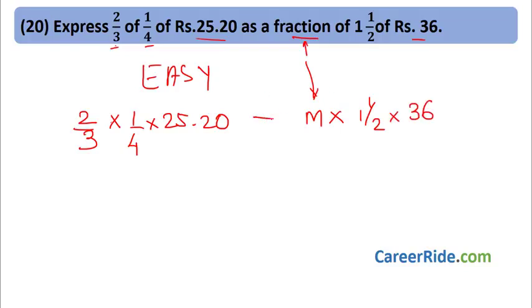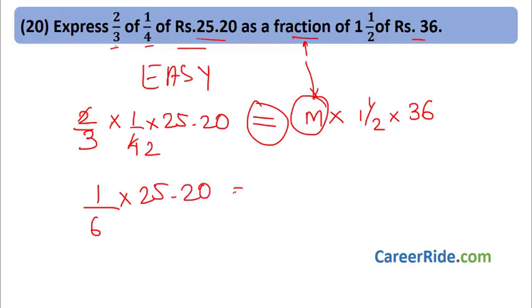Express means equal to. So we have to make sure that this side is equal to some fraction of 1 by 2 of 36. So we have to find what exactly is the fraction that will make these two sides equal. Let us assume the fraction is M. So what will we have over here? 2 2s are, so 1 by 6 into 25.20 would be equal to M into, 2 1s are 2 plus 1 is 3, 3 upon 2 into 36, 2 into 18. So M would be equal to what?